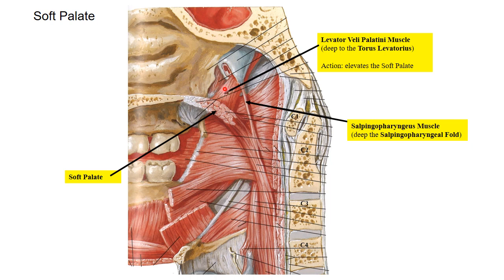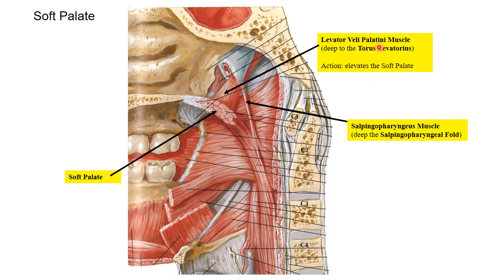Again, if I slap mucosa on top of this, I would call that the torus levatorius. Okay? And this muscle, you can see what's going to happen. If this muscle contracts, origins here, insertions here, it's going to pull this way. It's going to lift straight up on the soft palate, elevating it.